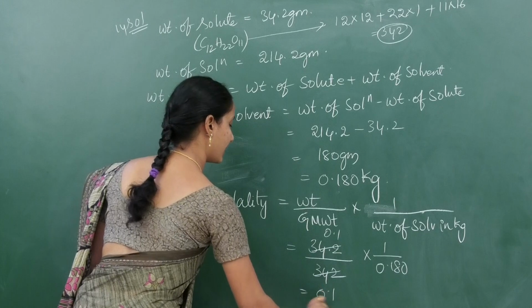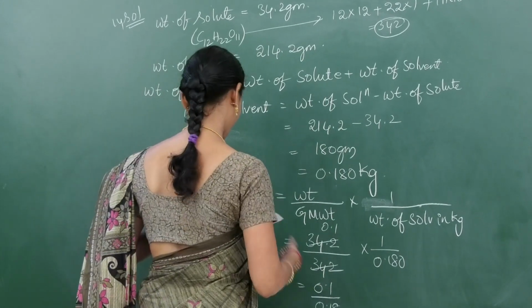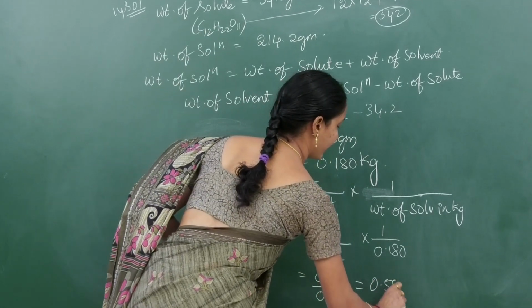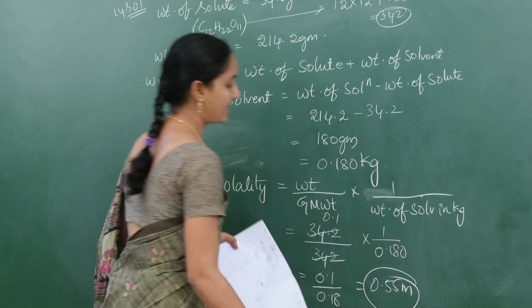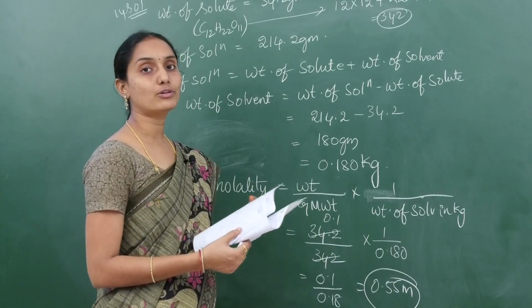So 0.8 divided by 0.18. The answer would become 0.55 molar solution. Molarity's answer would become 0.55. Now you have to calculate.